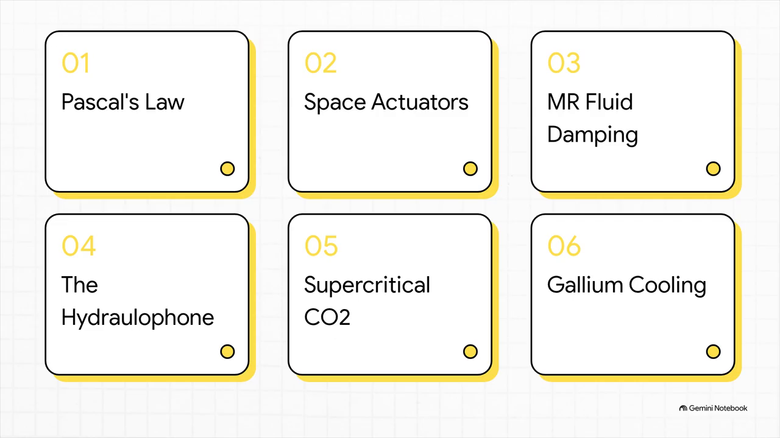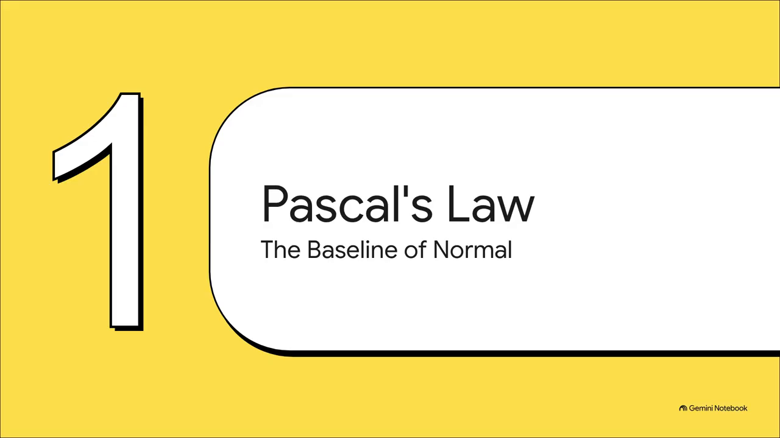Here's our roadmap for this explainer. First up, we'll hit Pascal's law. Then, phase change space actuators. Third is smart damping with MR fluids. Fourth, we'll explore the hydraulophone and absement. Fifth, supercritical CO2 microstructures. And we'll bring it all home with liquid gallium synchrotron cooling. Let's get into it. Section 1.